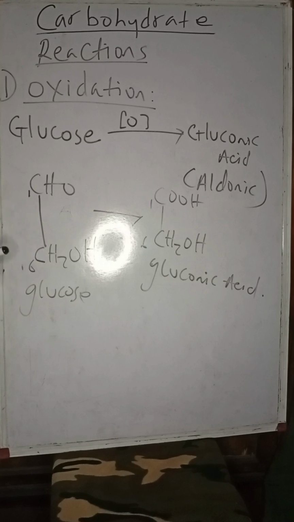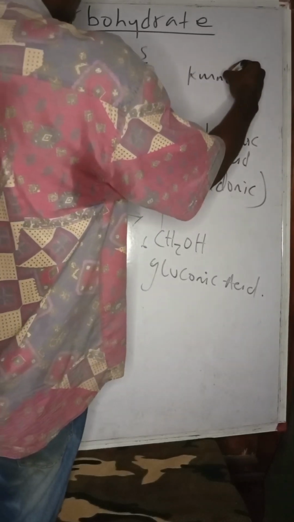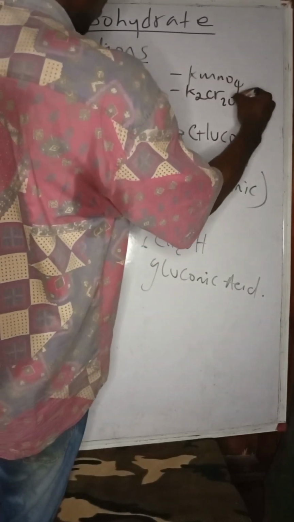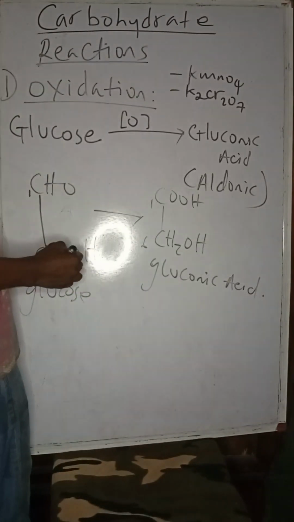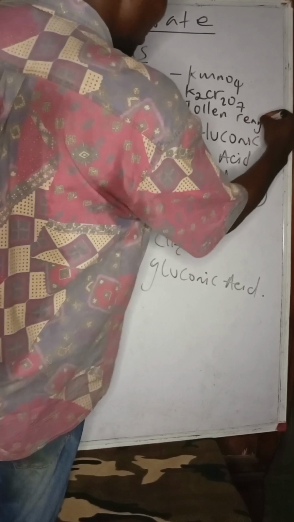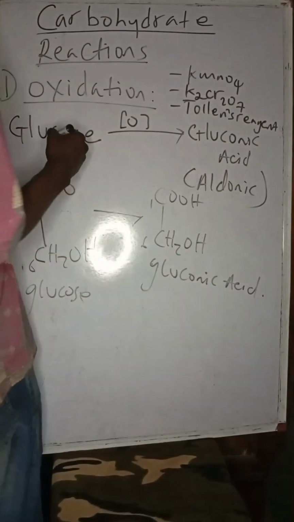For a mild oxidizing agent, which types can be used? This oxidizing agent can be KMnO4, please take note. It can be K2Cr2O7 in alkaline conditions. It can be Tollens' reagent. Tollens' reagent is ammoniacal silver nitrate. This is how we express it in exam conditions.